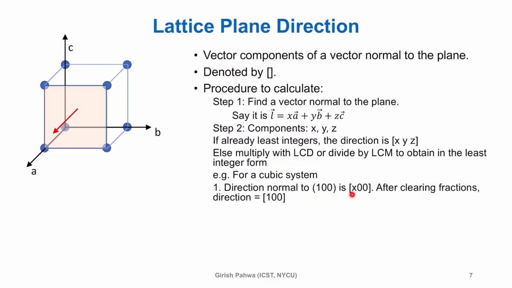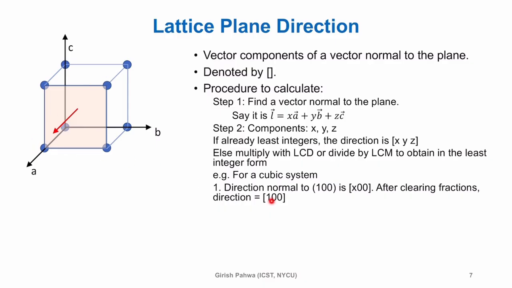What will the least common denominator be? 1 by 2, 0 by 1, 0 by 1, so 2, 1, 1. That will give you 2, and you multiply by the 2 so that the fraction gets cleared. 1 by 2 into 2 becomes 1, 0 times 2 is 0, and again 0, so that will become 1, 0, 0. Okay, so simple, right? So this direction is 1, 0, 0.